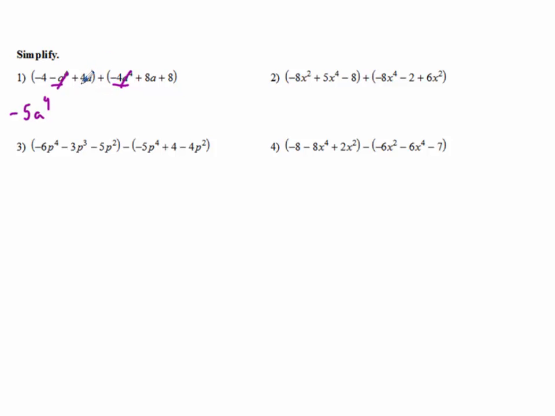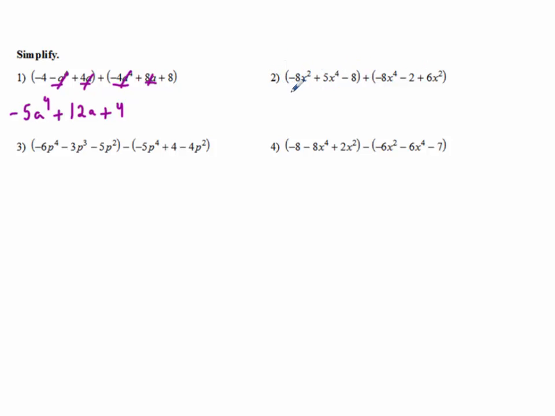Then I've got 4a and 8a, which add together and get 12a. And then we've got just our numbers. Negative 4 plus 8 is plus 4. That's our answer. That should be pretty easy.